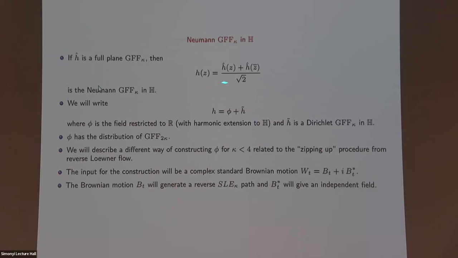So what I want to do is write this field, as we did before, as a field on the real line, phi, plus the residual field, which is just a Dirichlet GFF. And what I'm going to focus on here is phi, not so much H tilde. And phi, because it has that doubling, is now, rather than being a GFF kappa, a GFF 2 kappa, because it's 2 times a random variable divided by square root 2, which is square root 2 times a random variable, which multiplies the variance by 2.